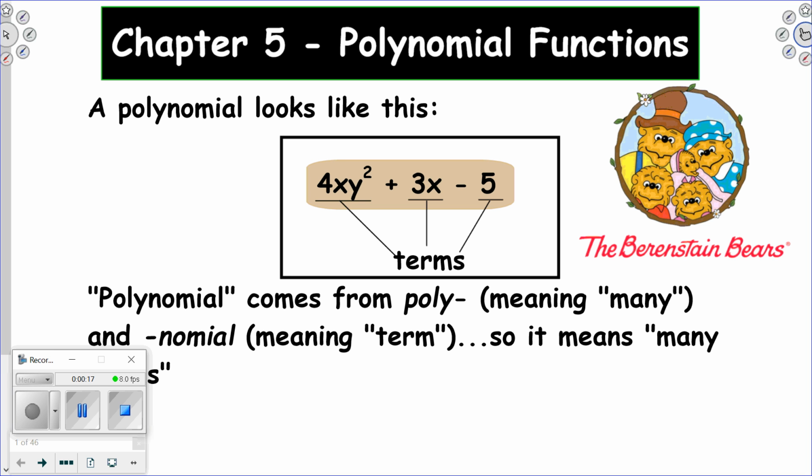So first thing about these, they're all polynomials, what they're all called. Polynomial comes from poly, which means many. Nomial means terms. That means it has many terms. And terms are all of the like chunks, right? The pieces that are separated by a plus or minus. So this one has 3 terms.